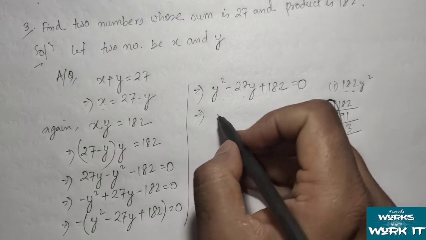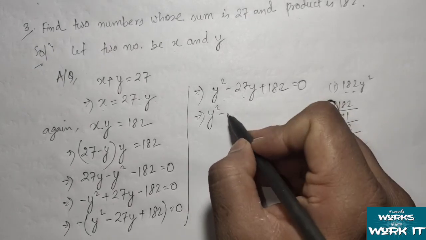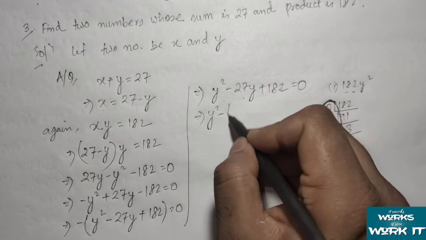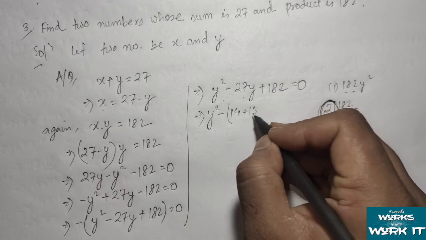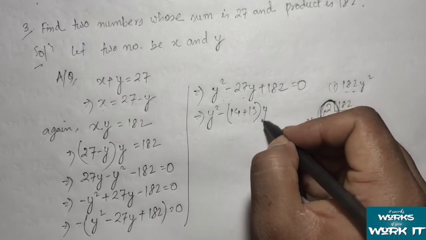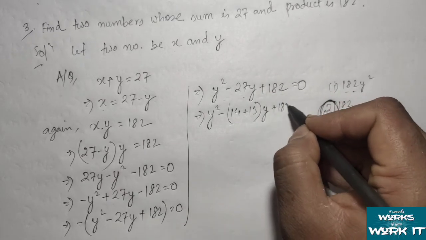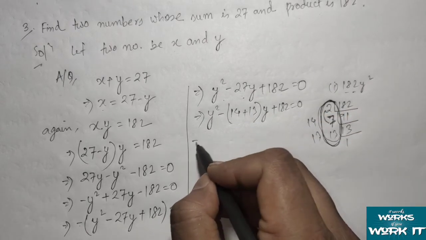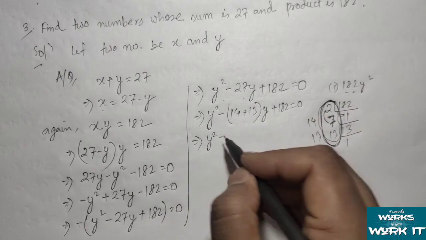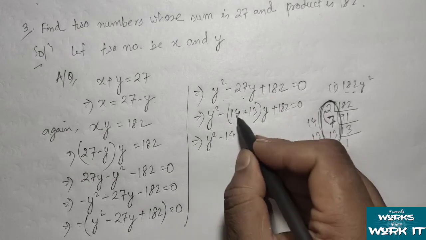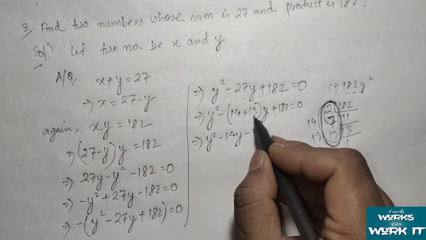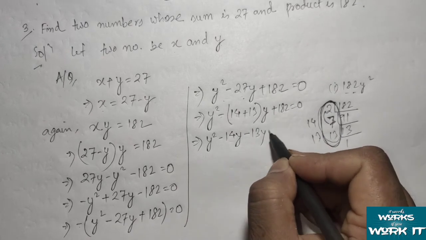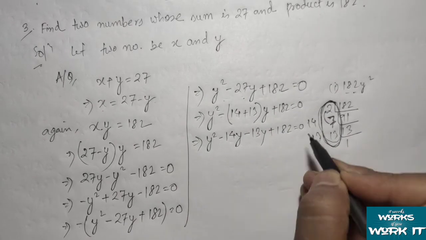Okay, so what we can write here, minus sign directly we can write, and I will start the bracket here, and I am writing here 14 plus 13, it will give us 27. So now here variable is y plus 182 equal to 0. So what will be the next step? Y square, I am removing the bracket here, it will become 14y minus, and then minus 13y plus 182 equal to 0.